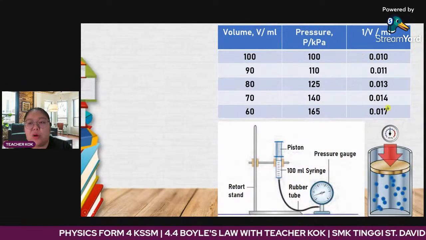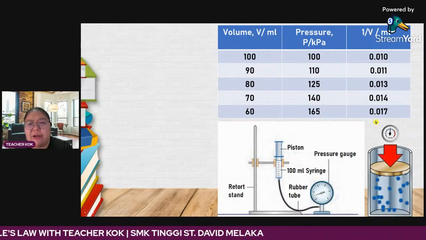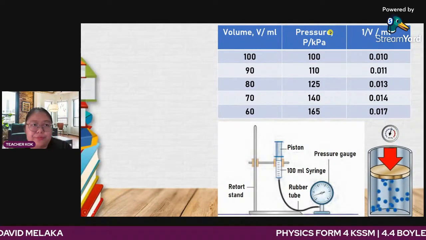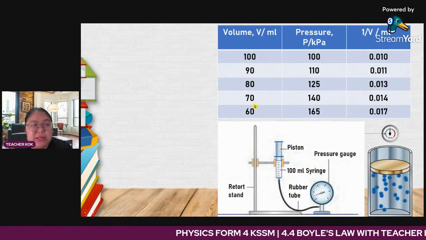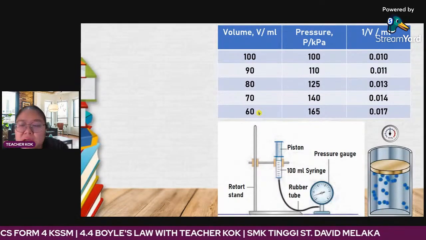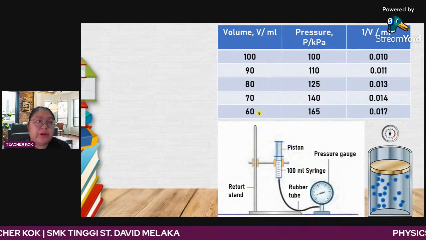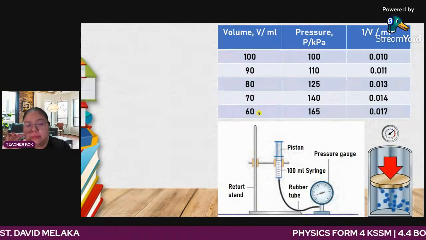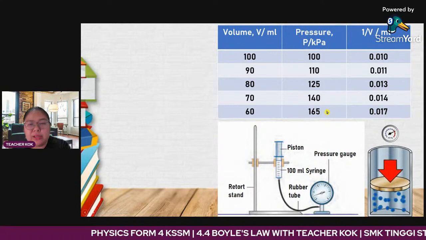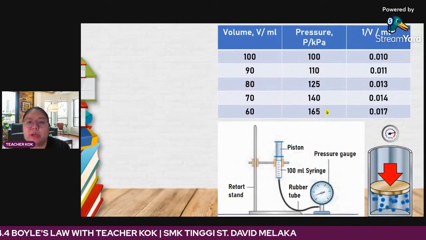So this one, 1 over V, actually we need to draw the graph later. When you plot the graph of volume and pressure, what is the relationship? The relationship is inversely proportional. You can see very clear. If the volume is increasing, the pressure decreases. When the volume decreases until 60, you can see the pressure increasing until 165. So the relationship is inversely proportional.